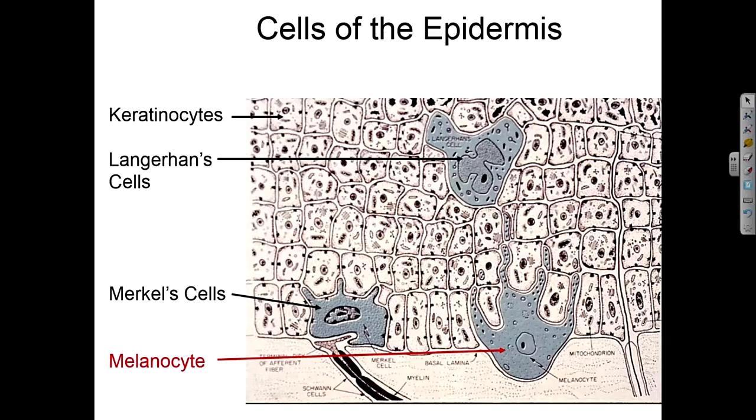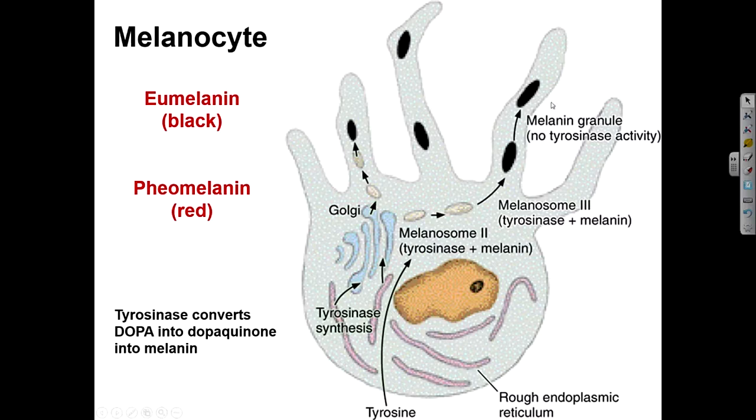The next cell that I want to talk about are melanocytes, which typically we see at the level of the stratum basale. And these are the cells that give rise to pigmentation. So melanocytes synthesize melanin, which is packaged into granules. The biochemistry of this is the enzyme tyrosinase converts DOPA into dopaquinone into melanin, okay? And most people have eumelanin in their melanocytes. Red-headed people have a slight biochemical variant called pheomelanin. That's why they have red hair as opposed to perhaps darker hair, and they tend to be fairer in complexion as opposed to everybody else.